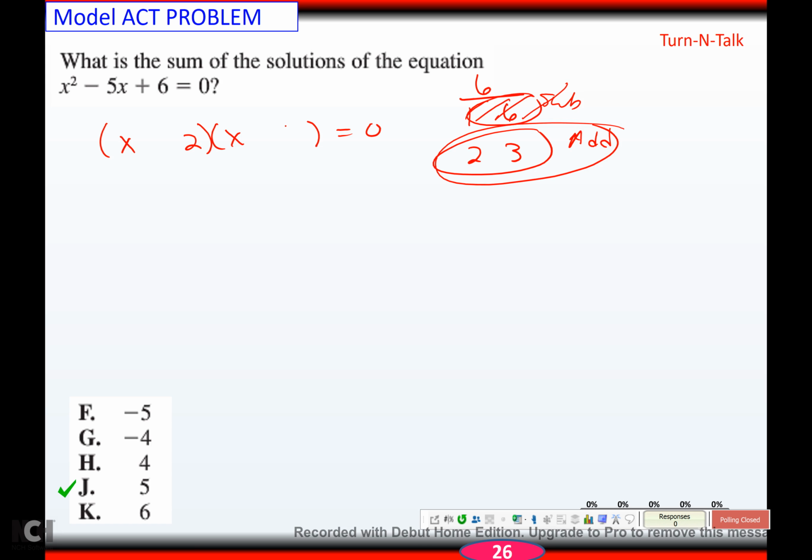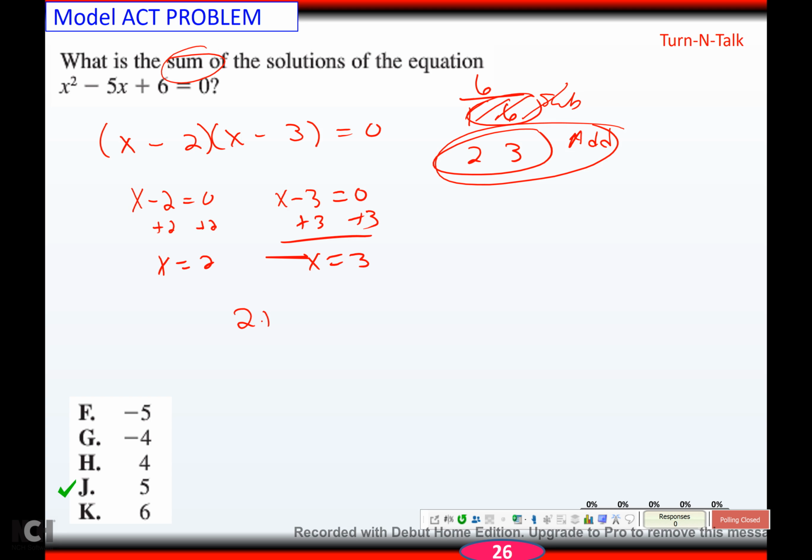So 2 goes here, 3 goes here. Signs: C is positive, which means they have to have the same sign, and it's going to be the same as the middle, which is negative. Okay, but now we have to solve it. So x minus 2 equals 0. Add 2, x equals 2. X minus 3 equals 0. Add 3, x equals 3. And they want the sum of the solutions. Well, 2 plus 3 is 5.